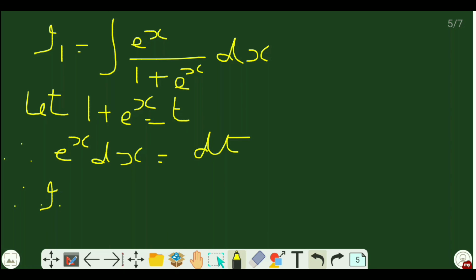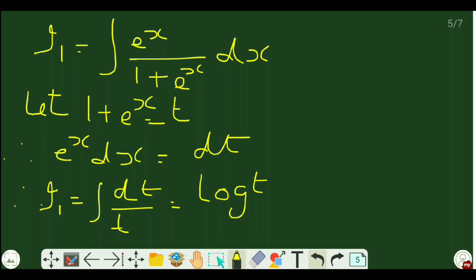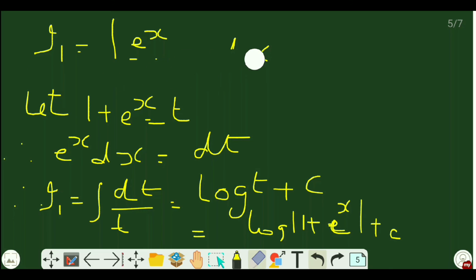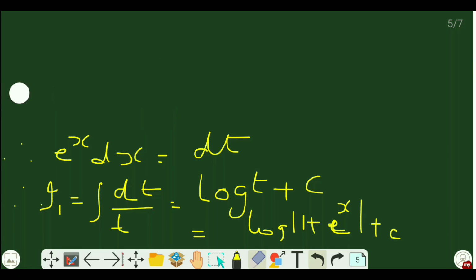Therefore our term I1 is actually the integral of dt by t, the answer for which is log t plus c, which is log of 1 plus e raised to x plus c. That is our I1 term. What was the previous term? The previous term was just the integral of dx. So we combine both the terms and write the answer over here.